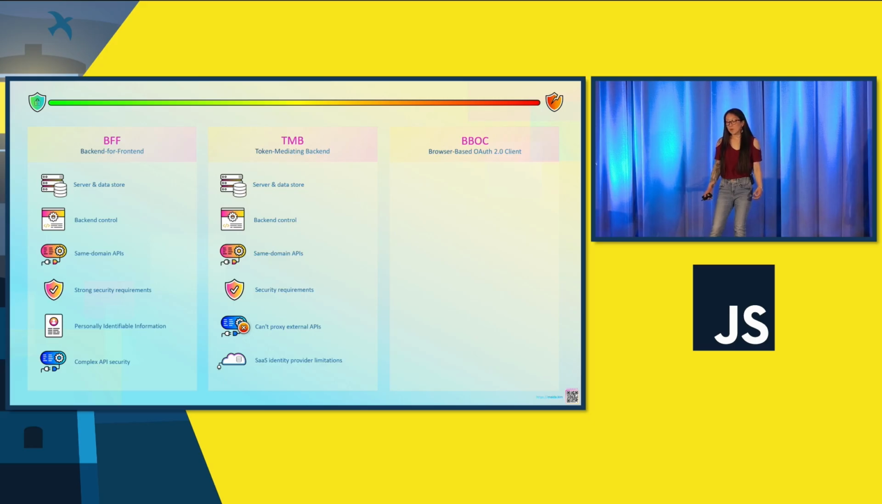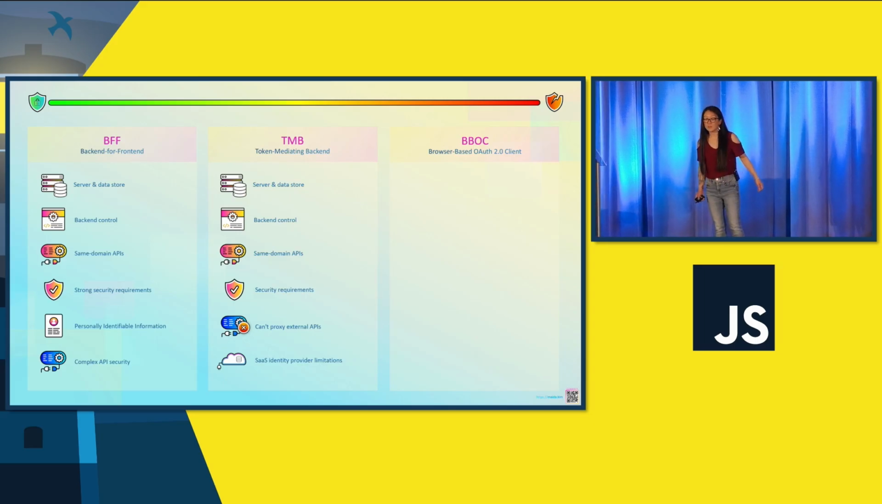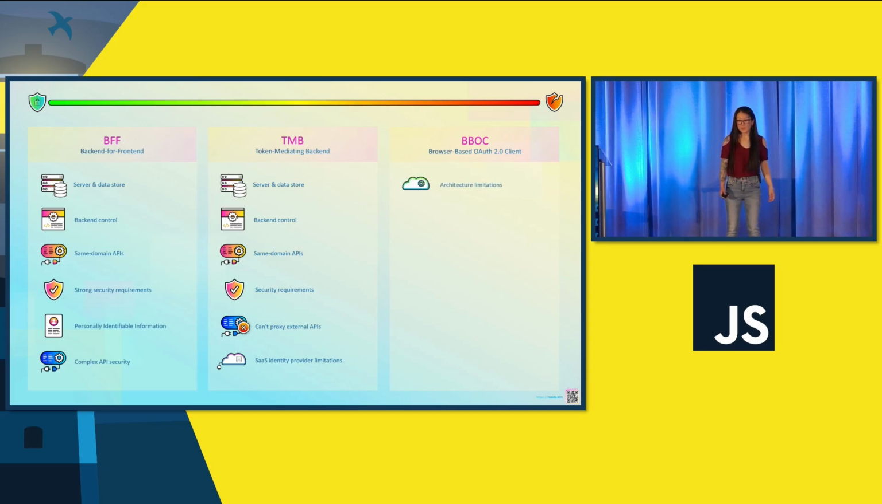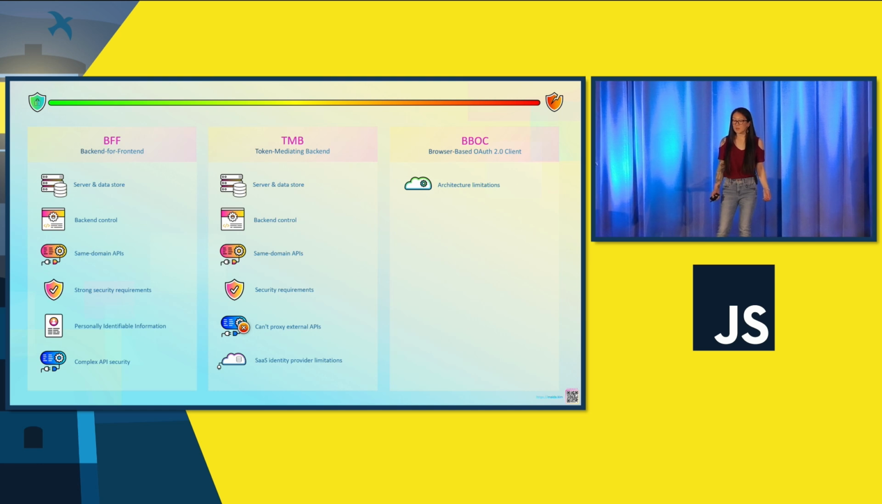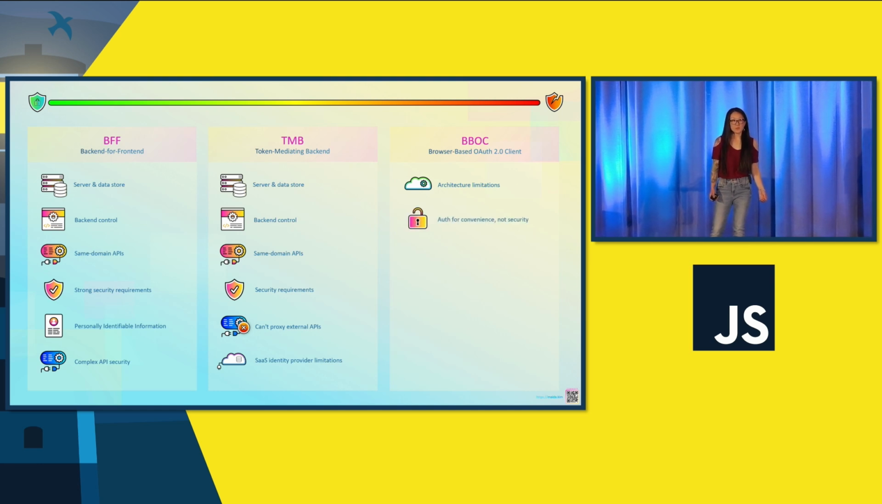A browser-based OAuth 2 client is really not recommended due to its insecurity. The specification straight up says it doesn't recommend it, but you could use it if your architecture prohibits backend control, if auth is used for convenience, not security, if you need to access cross-origin APIs that are public or maybe don't need API access.